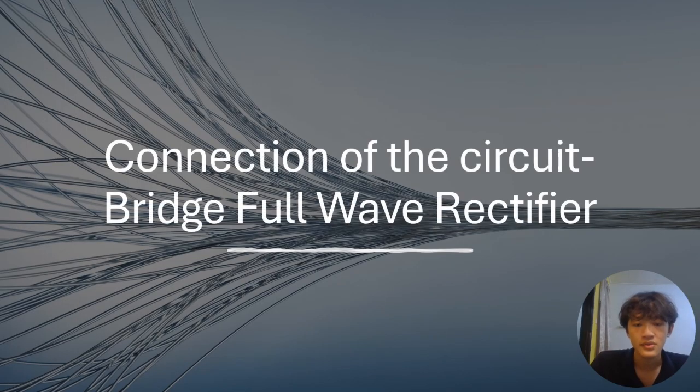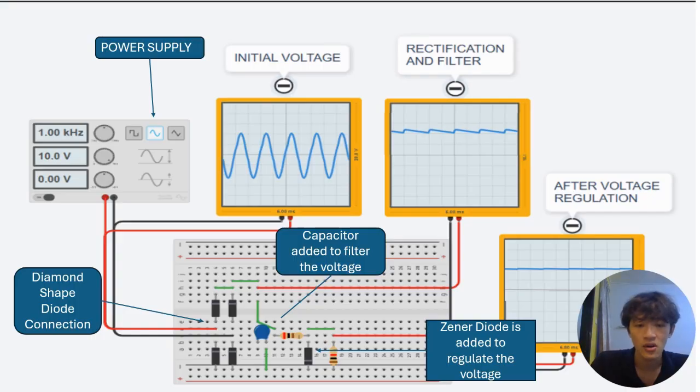Now, let us look at the connection of the circuit of the bridge full-wave rectifier. This is the circuit of the bridge full-wave rectifier. Take a look here, we have a power supply of 10 volts and a frequency of 1 kilohertz. The power supply is connected to the diodes, which have a diamond-shaped connection.